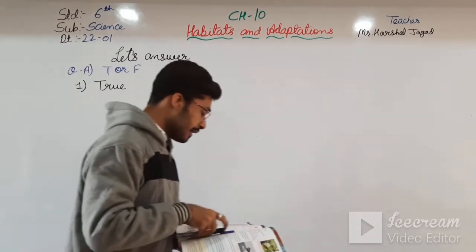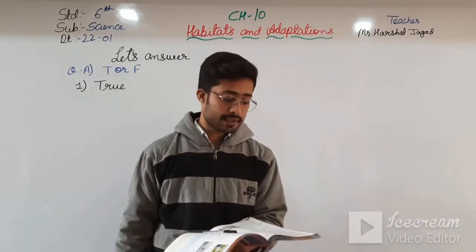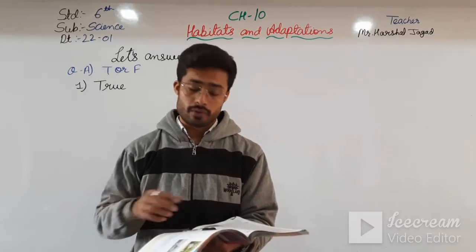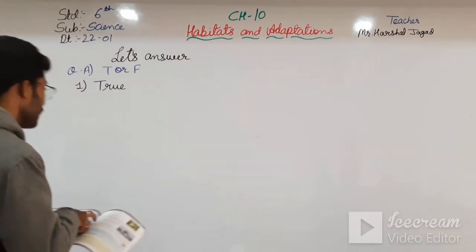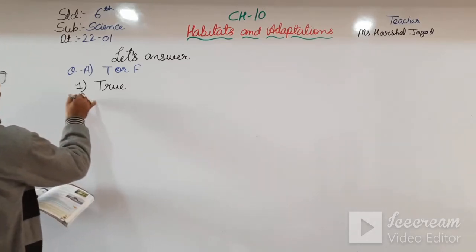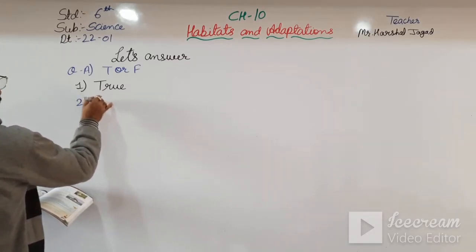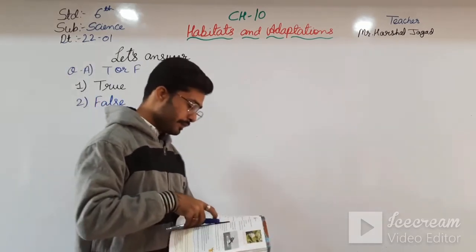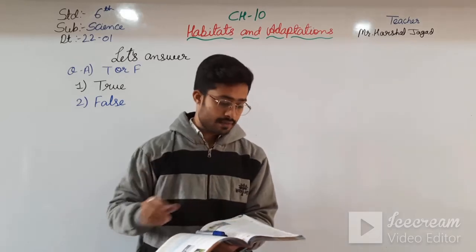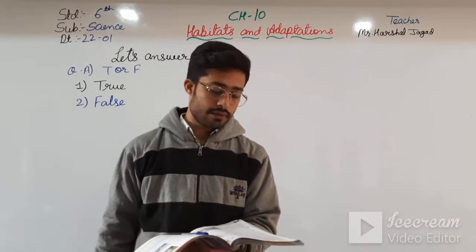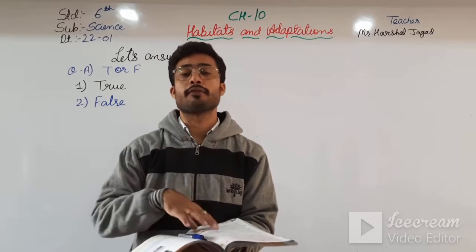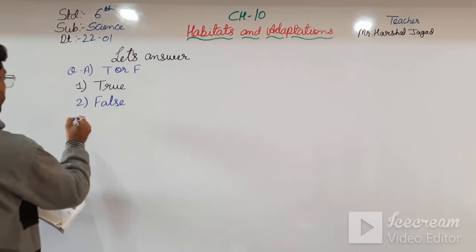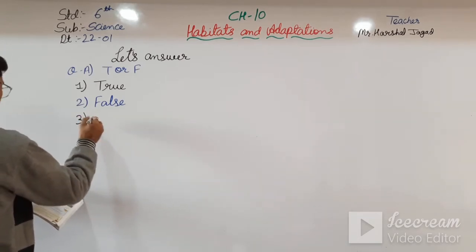Second one: the behavior of blending with the surrounding to escape the predator is called hibernation. No, that is not called hibernation. So the second one is false. Third one: tall brown grasses are usually found in the temperate forest. No, they are found in the grasslands. So the third one is false.